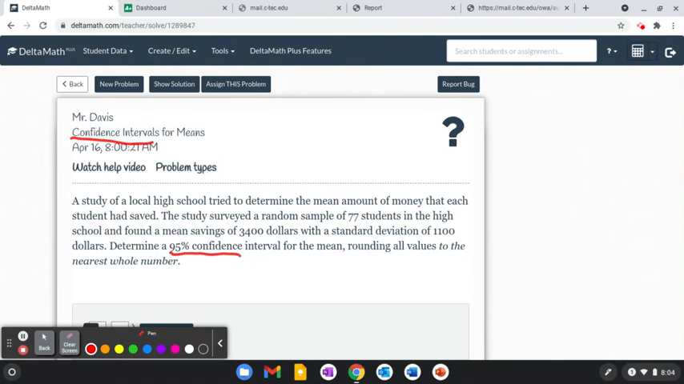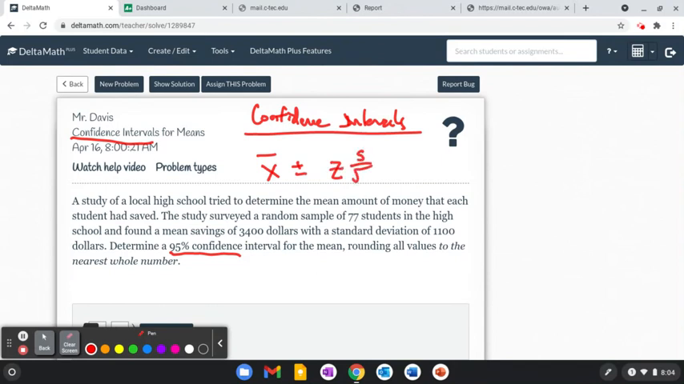So here's our formula for confidence intervals. It looks like this: x bar plus or minus z times s over the square root of n. So make sure you write this down. This is what we're going to be using for all of our confidence interval problems. And let's briefly talk about what all of these different variables mean.